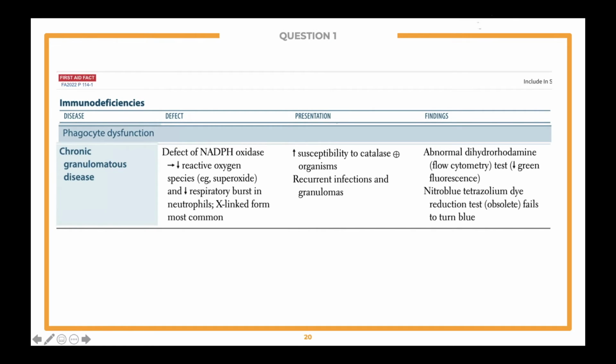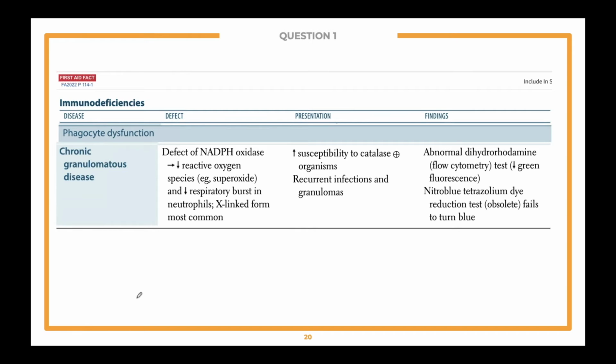This is looking at chronic granulomatous disease. So this is a defect of NADPH oxidase, and you can see there how decreased reactive oxygen species and reactive respiratory burst in neutrophils is the defect here. So you're susceptible to catalase positive organisms, okay? And one of the things you can get is recurrent infections and granulomas, okay? And one of the things that they have really started asking are some of those details about these immunodeficiencies, such as the FOX subunits being a component of chronic granulomatous disease.